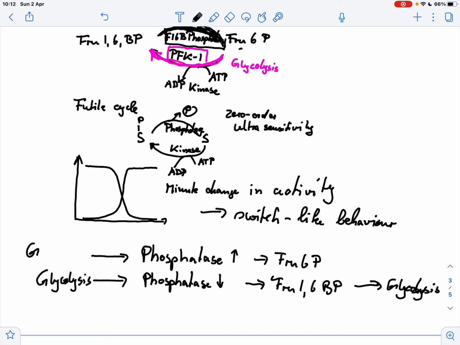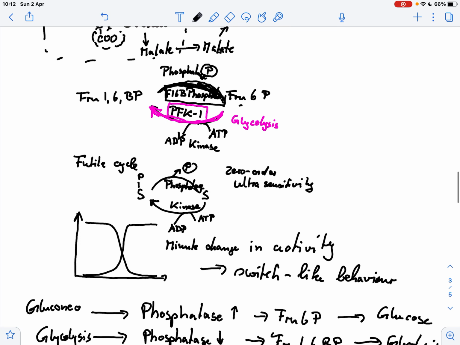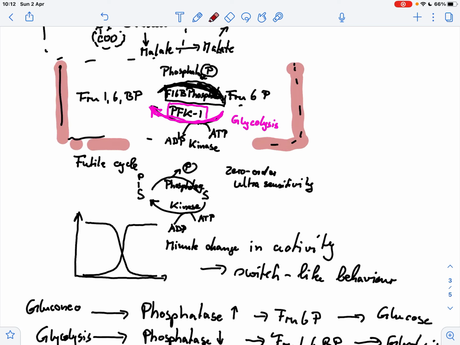Whereas in gluconeogenesis, we increase the phosphatase activity, we reduce the kinase activity, and we produce glucose, in this case, which then is used by the erythrocytes. So this is an incredibly clever system, and it allows this process. This process here happens in the same compartment. It happens in the cytoplasm here. Let me indicate that perhaps with this one here. So this here happens in the cytoplasm.